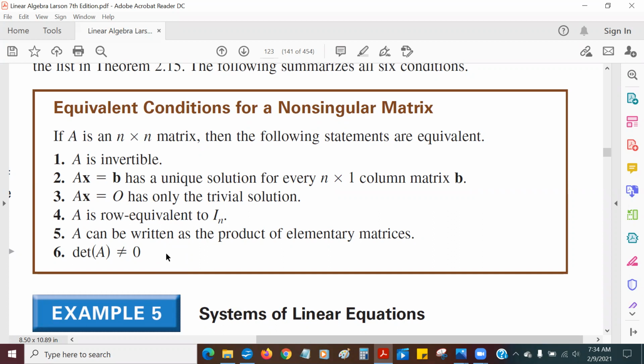What do I want to look at? I want to look at number 2, number 1, and number 6. So number 1 is that A is invertible. Number 2 is that AX equals B has a unique solution, and number 6 is that the determinant is non-zero.